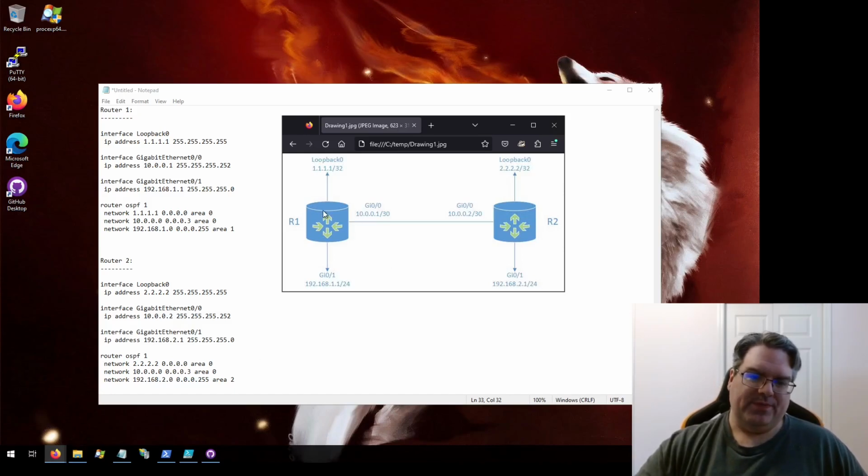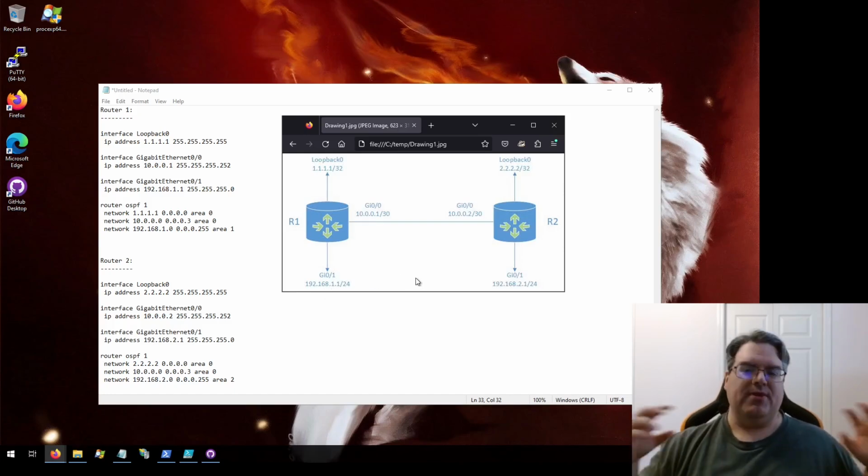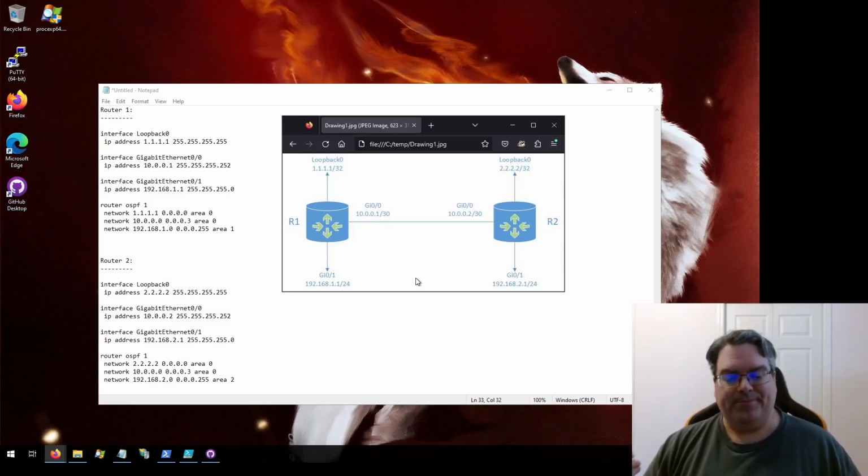Router 1 will see a route to 192.168.2, and router 2 will see one to 192.168.1, because OSPF summarizes the routes from other areas and then broadcasts that through the area linking the other two routers, which in this case is area 0, the backbone area.